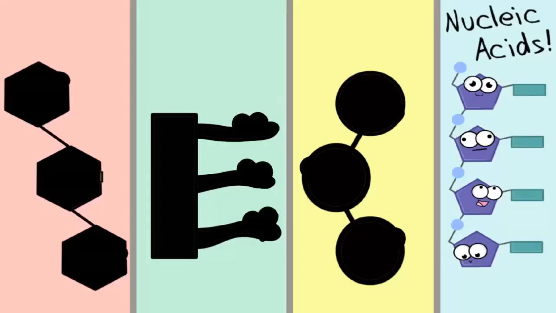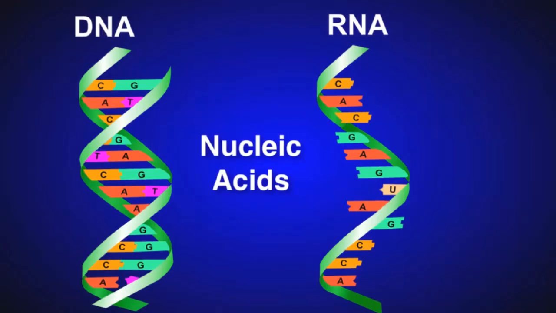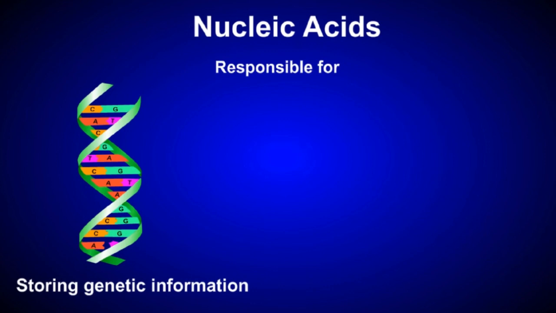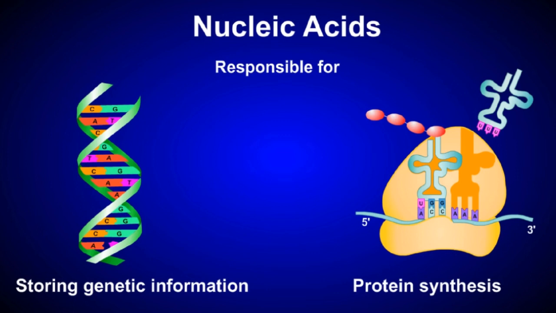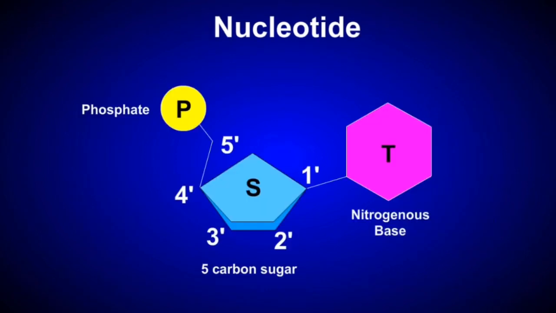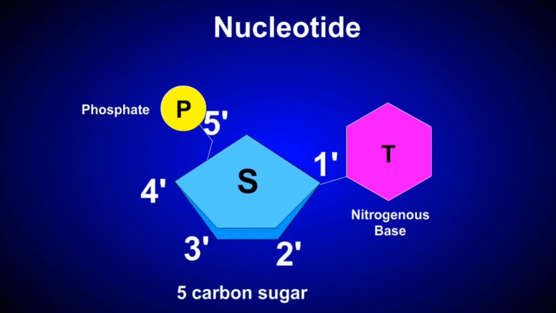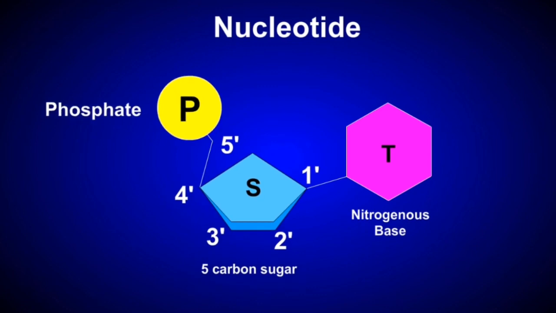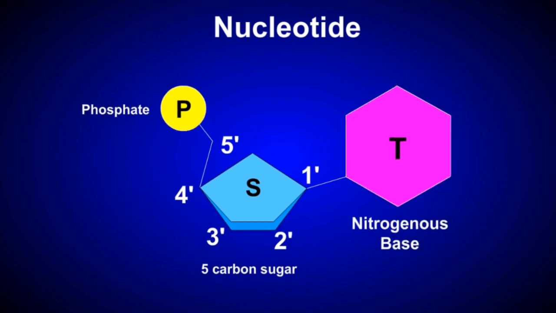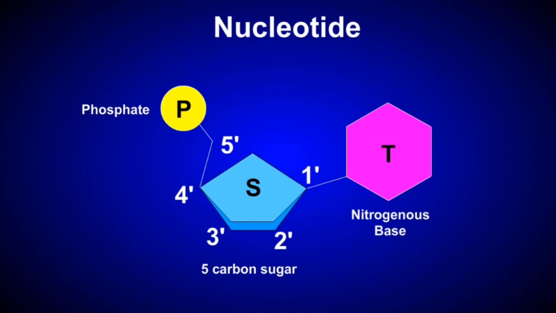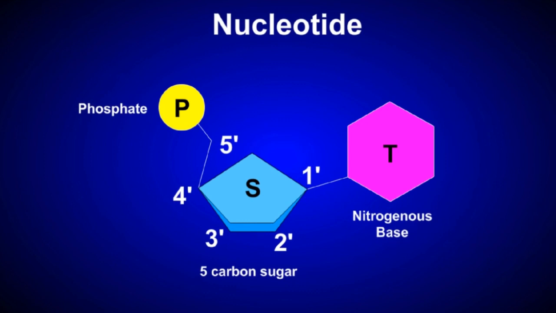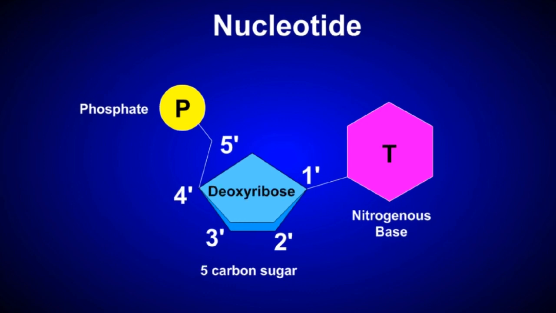Nucleic acids are a class of biomolecules that are found in all living organisms and are responsible for storage of genetic information. They are also responsible for protein synthesis. Nucleic acids are made up of monomers called nucleotides. Nucleotides are made of three components: a 5-carbon sugar, such as ribose, a phosphate functional group, and a nitrogenous base. The 5-carbon sugar present in DNA is deoxyribose, and the 4 nitrogenous bases are adenine, guanine, cytosine, and thymine.